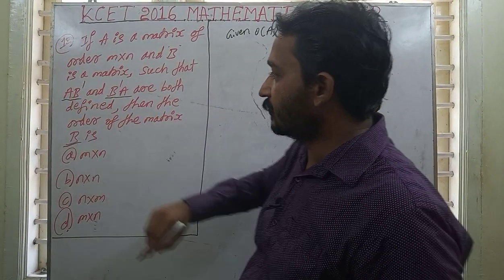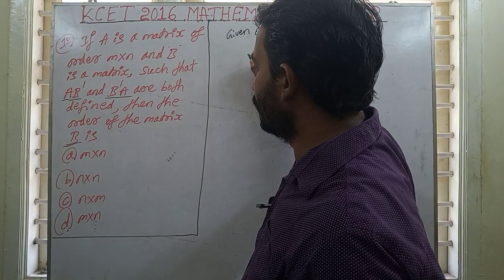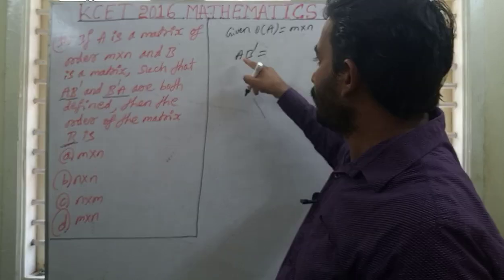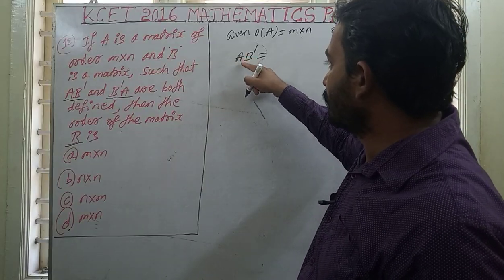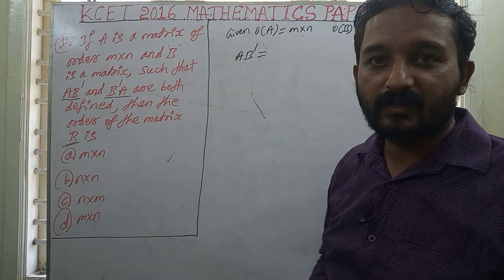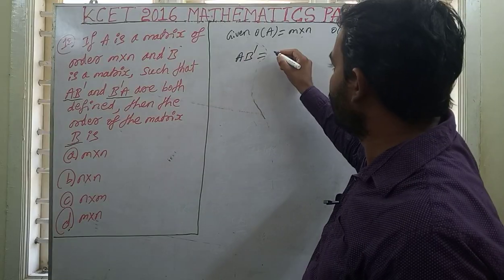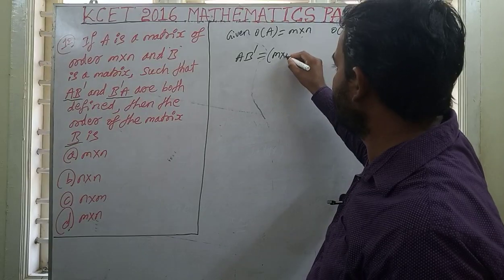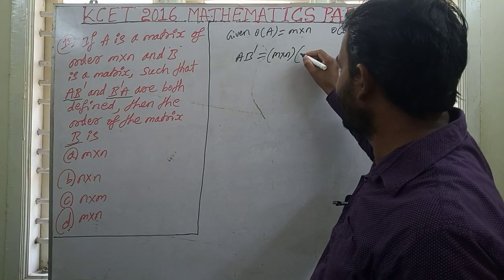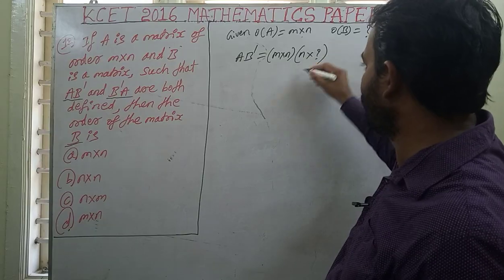So once again use this condition, A into B dash and B into A dash. A into B dash is defined when the number of columns of A is equal to the number of rows of B dash. So using the condition, order of A is m cross n. The order of B dash must start with n, because the number of columns equals the number of rows. This is the question mark. Okay, we have to find out.